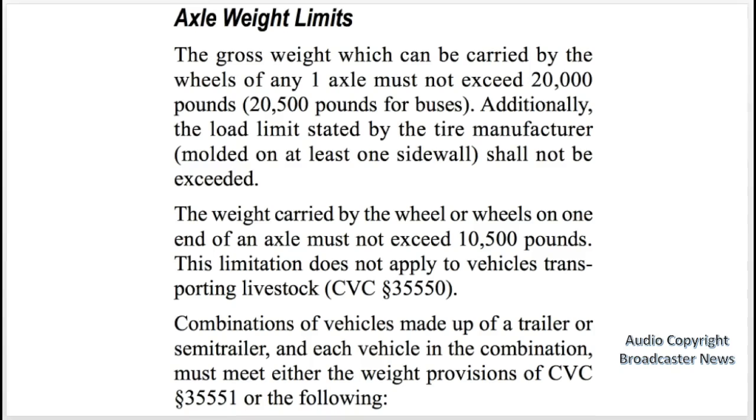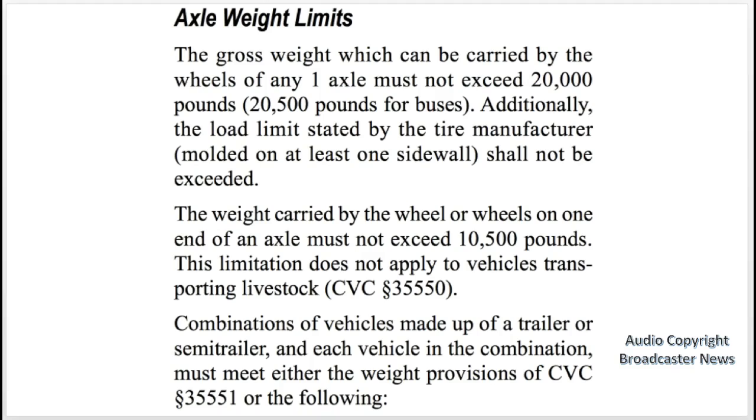Axle weight limit. The gross weight which can be carried by the wheel of any one axle must not exceed 20,000 pounds, or 20,500 pounds for buses. Additionally, the load limit stated by the tire manufacturer shall not be exceeded. This can be found on the sidewall of the tire. The weight carried by the wheel or wheels on one end of an axle must not exceed 10,500 pounds. This limitation does not apply to vehicles transporting livestock.